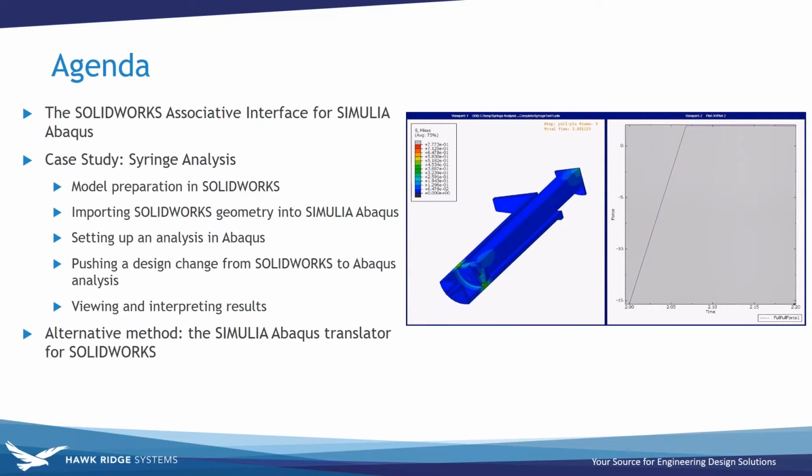We'll also be taking a look at an alternative method, just briefly, which is the SIMULIA Abaqus Translator for SOLIDWORKS. It's another method, and we'll go over some of the pros and cons of it and how it differs from the Associative Interface.